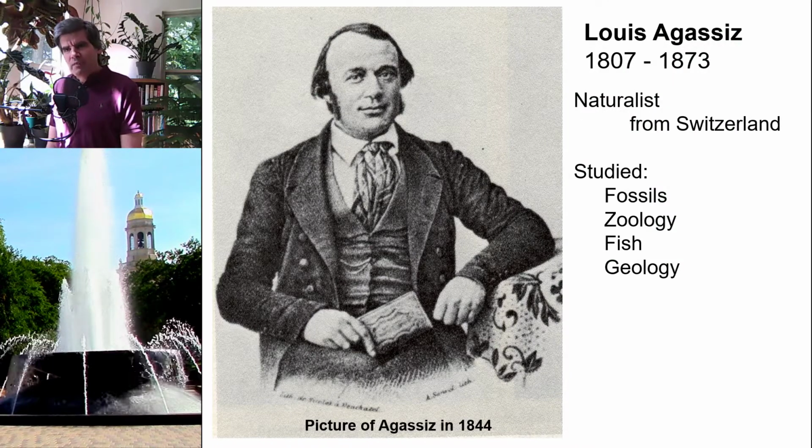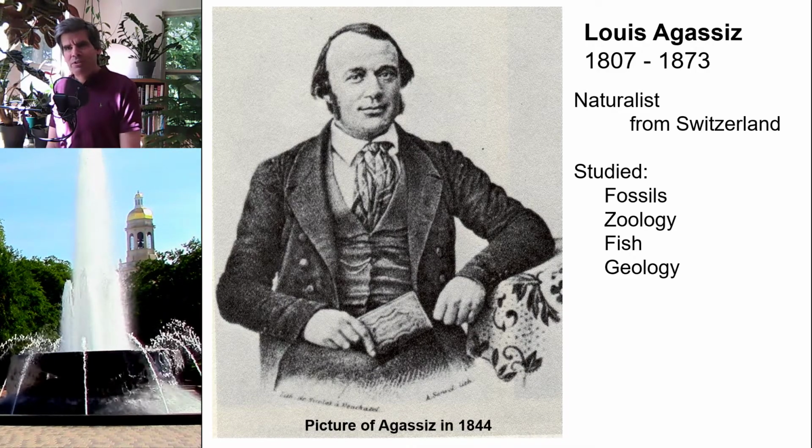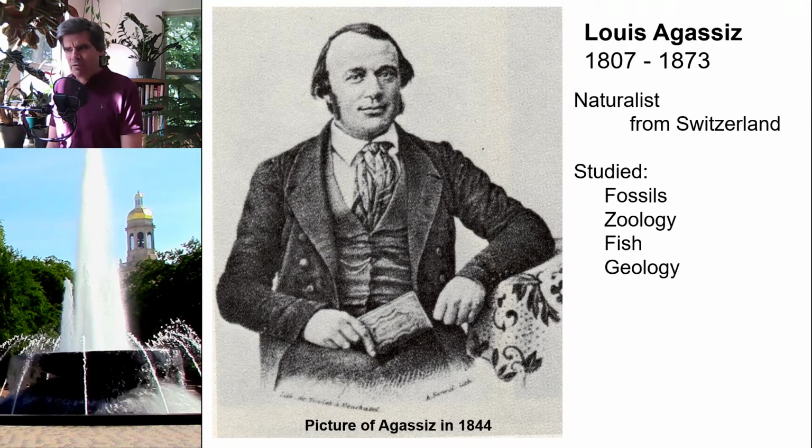So I mentioned previously that Charles Darwin was a naturalist, which was a popular type of scientist around this time in history. And now I want to introduce to you another naturalist, pictured here, Louis Agassiz. And Louis Agassiz will be important in our story for a couple of reasons. And as it turns out, one of those reasons will be somewhat surprising, but I'll save that for later.